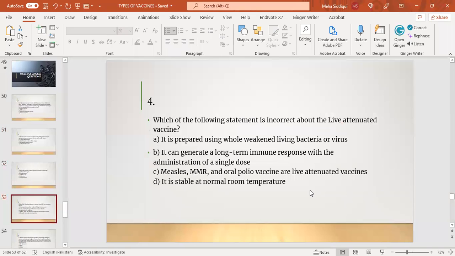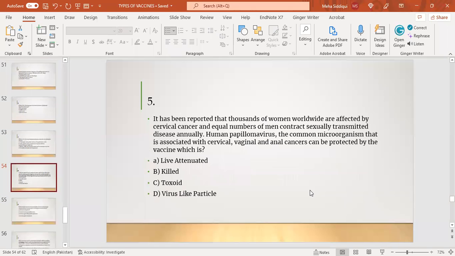MCQ number 4. Which of the following statement is incorrect about the live attenuated vaccine? It is prepared using whole weakened living bacteria or virus. It can generate a long-term immune response with the administration of a single dose. Measles, mumps, rubella, and oral polio vaccine are live attenuated vaccines. It is stable at normal room temperature. D. Yes, its maintenance of temperature is critical in live vaccines. It is generally not stable at normal room temperature because of presence of virus particles.